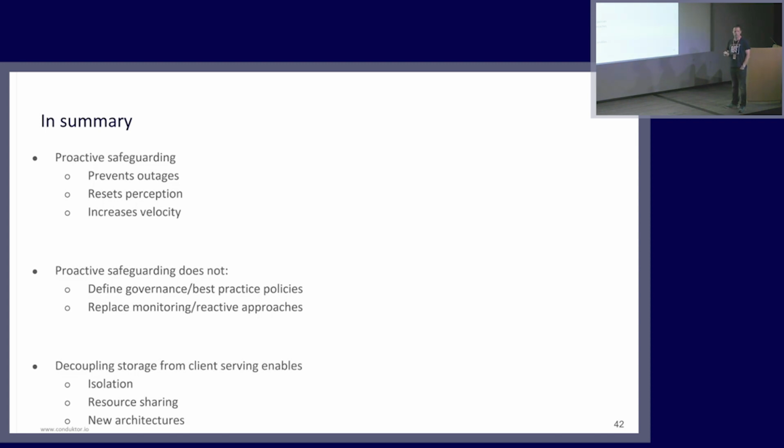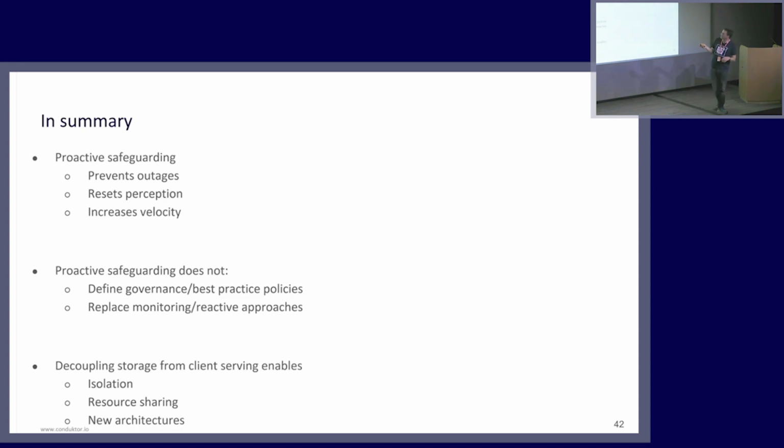That was a very, very whistle-stop tour. So let's give a bit of a summary. I talked about really two topics: safeguarding and the decoupling of storage and client serving that enables. So proactive safeguarding, it kind of feels like a minor aside now, but proactive safeguarding will help you prevent outages. Right? Moving those checks and balances closer to the client does protect your Kafka cluster in a way that will mean that you will experience less outages.